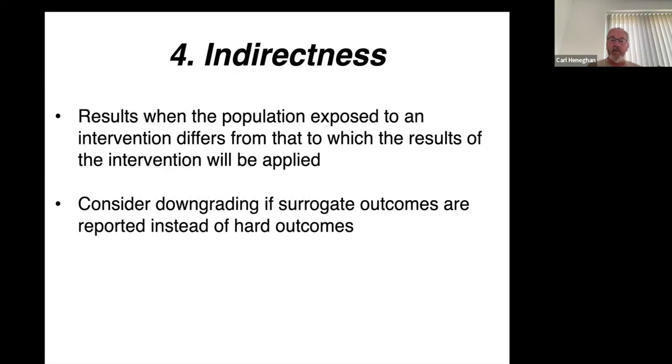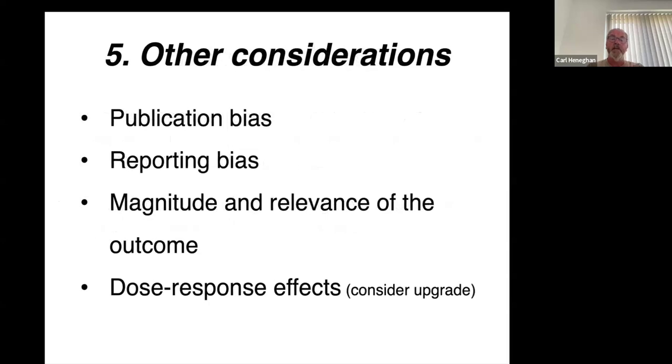Indirectness. Now, that's important, and this is often important when the evidence you're looking at doesn't apply to the population you see. So you might be seeing, well, actually, this evidence was developed in America, and we're trying to apply it in the Middle East. Well, you think about that, does that downgrade because it's indirect evidence, and particularly if surrogate outcomes are reported instead of hard outcomes.